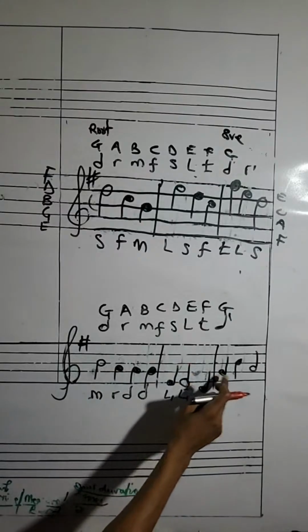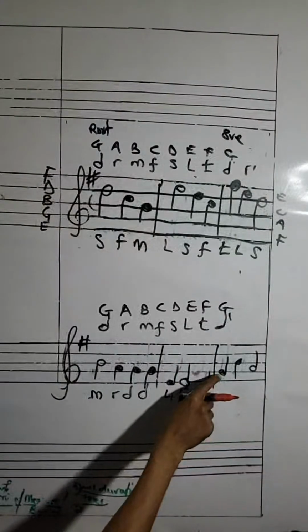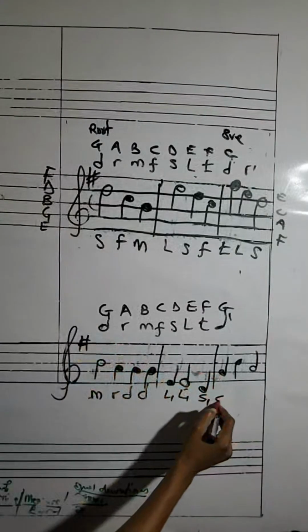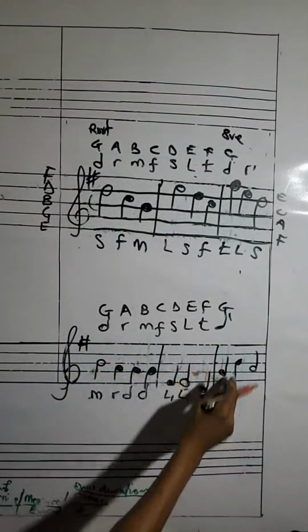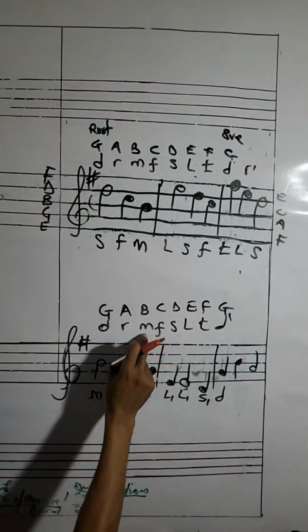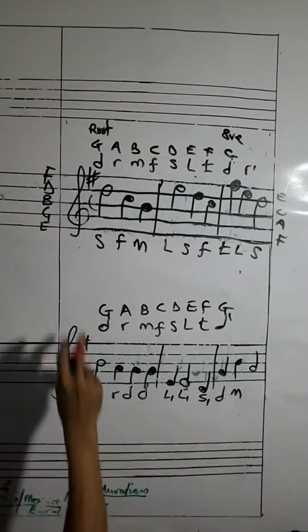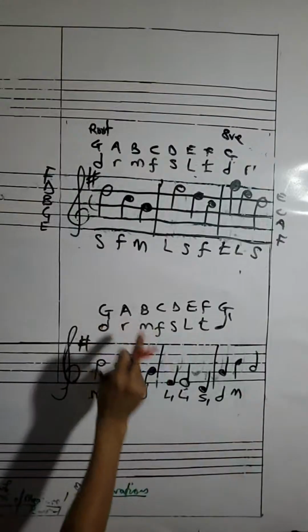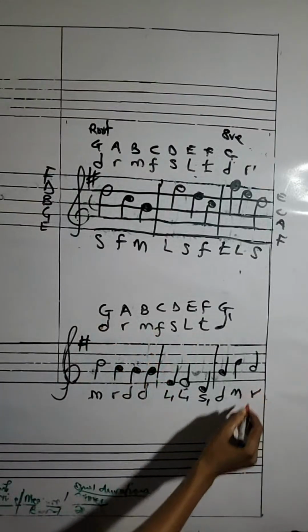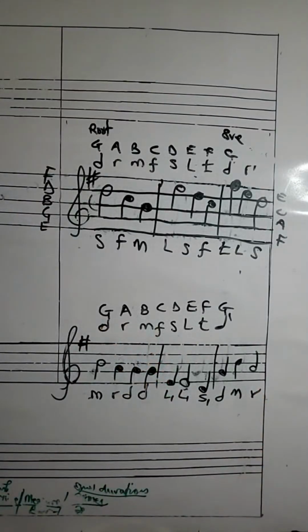Then here in this other bar, the first note is on G, right? So G is my do. The second note is on B. Where do we have B? Mi, right? And the third note is on A. What is on A? Re.